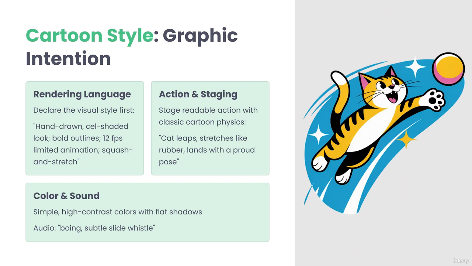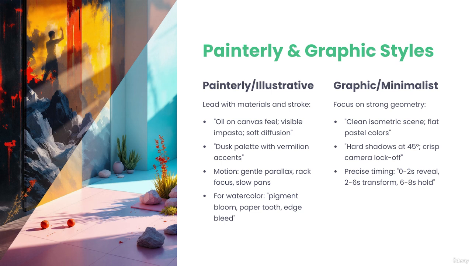Buoyant, subtle slide whistle. For painterly illustrative, lead with materials and stroke. Oil on canvas feel, visible impasto, soft diffusion, dusty palette with vermilion accents. Motion should be gentle, parallax, rack focus, slow pans, so the texture reads. Watercolor, ask for pigment bloom, paper tooth, edge bleed.